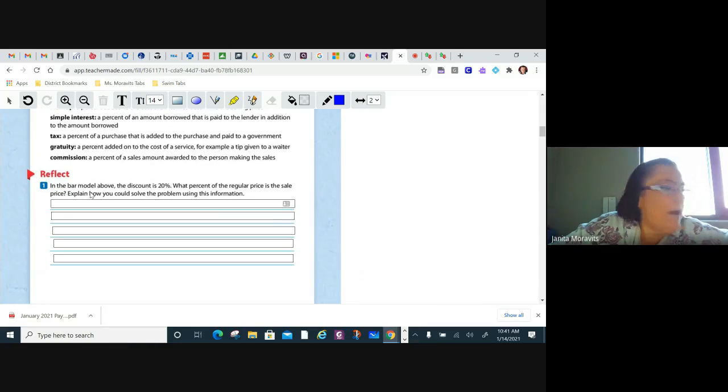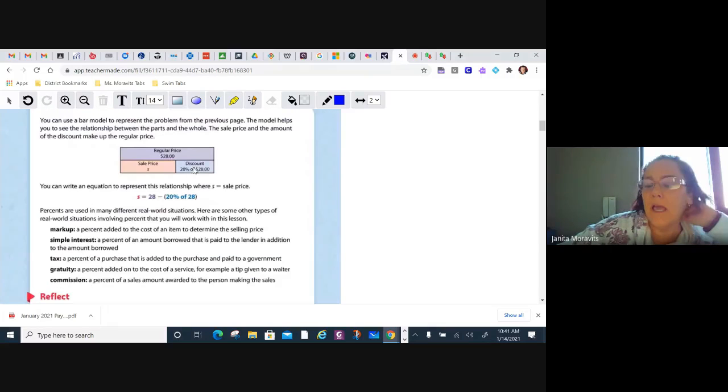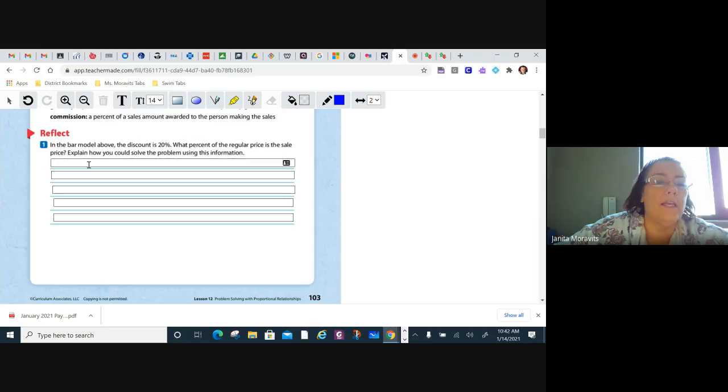It says, in the bar model above, the discount is 20%. What percent of the regular price is the sale price? Well, if the discount is 20% and you want to know what the sale price is, all you'd have to do is take 100%, because you have to have the other part to make this. So you have to use your discount plus your sale price. This is 20% of the price, and to get to 100% of the price, you would say 100 minus 20, or 80%.